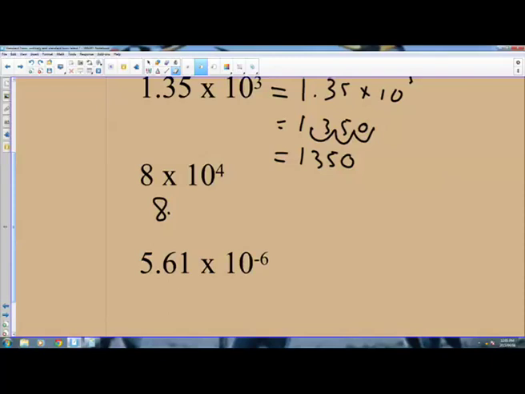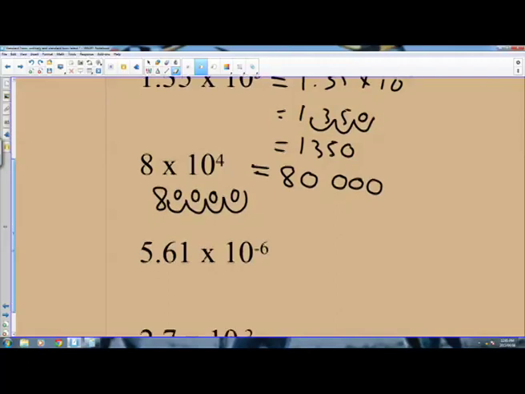And then upon moving the point 4 times, it will be 1, 2, 3, 4. So we'll have zeros there now. 1, 2, 3, 4 here. So this simply says when you change 8 times 10 to the power 4 into an ordinary number, you get 80,000. This is how you change a number from standard form into an ordinary number.